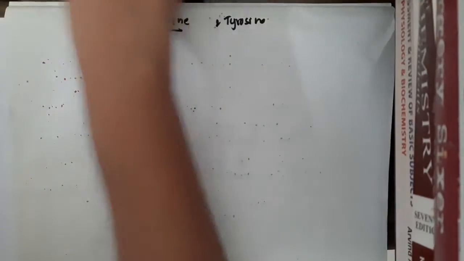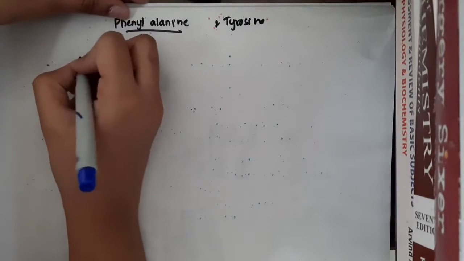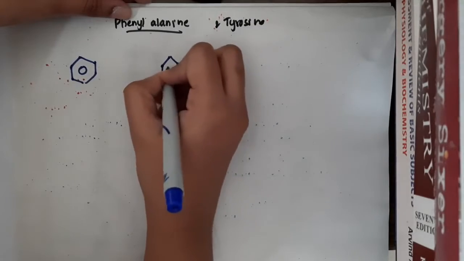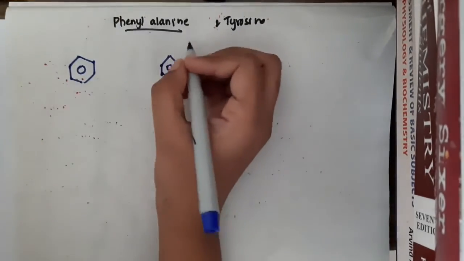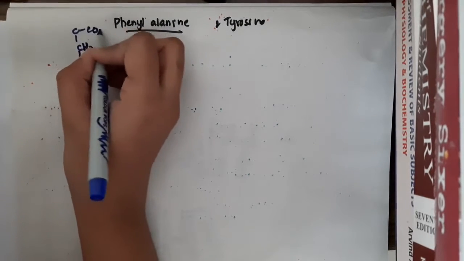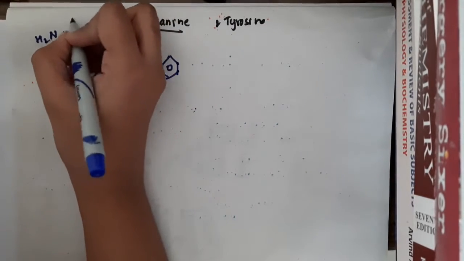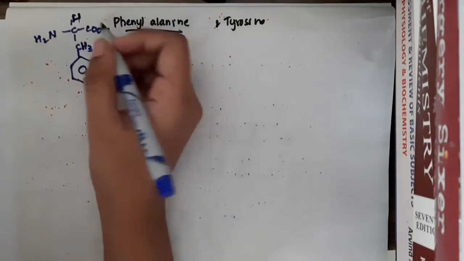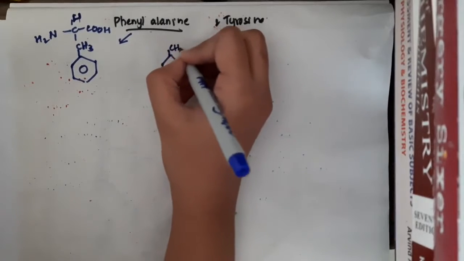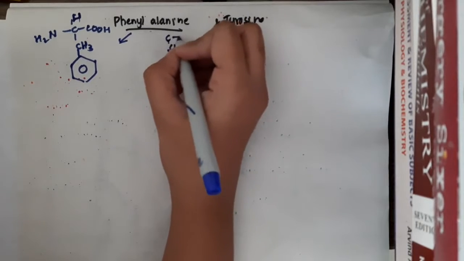So, first I will draw the structure of phenylalanine. Phenylalanine and tyrosine, both these are aromatic amino acids. So it contains a benzene group with an amino acid group attached to it. So this is phenylalanine. Whereas tyrosine is to the benzene group we have a methyl group attached to this.